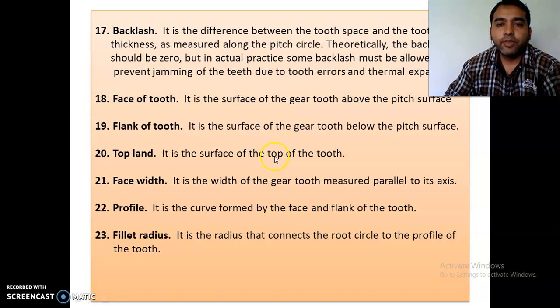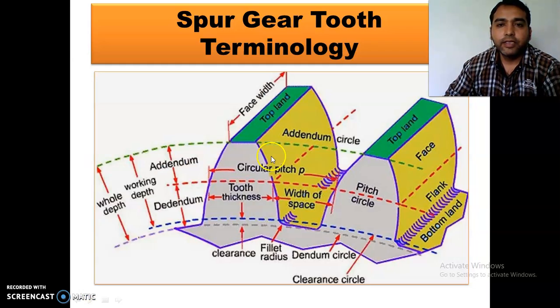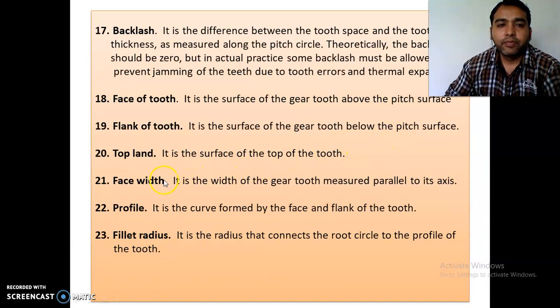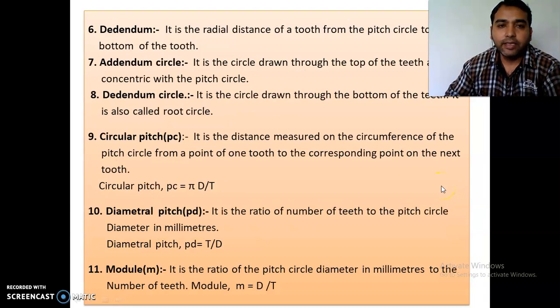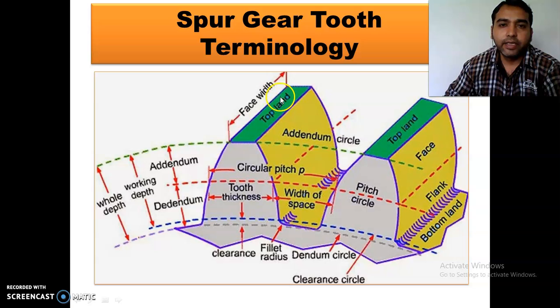Top land. It is the surface of the top of the tooth. So top land. Okay. Now face width. It is the width of the gear tooth measured parallel to its axis. This is the face width, which is measured parallel to the axis of this tooth. Okay.